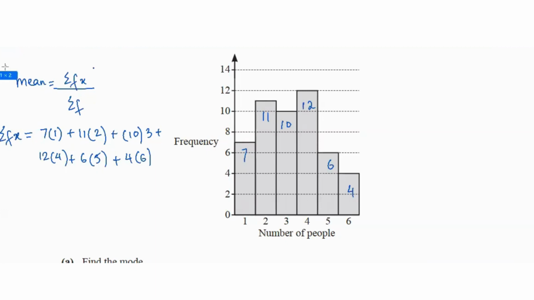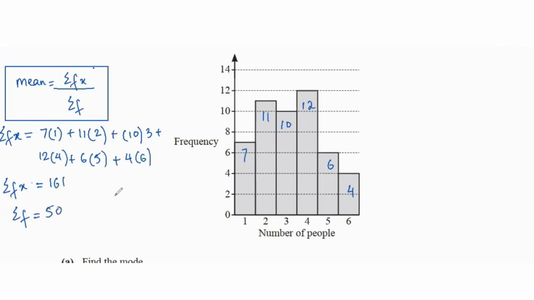So now if we solve this, we're going to have 7 plus 22 plus 30 plus 48 plus 30 again and plus 24. That's 161. 161 is your sigma fx. Sigma f is already given as 50. So now mean is going to be 161 divided by 50, which is going to equal 3.22. That is your mean value.